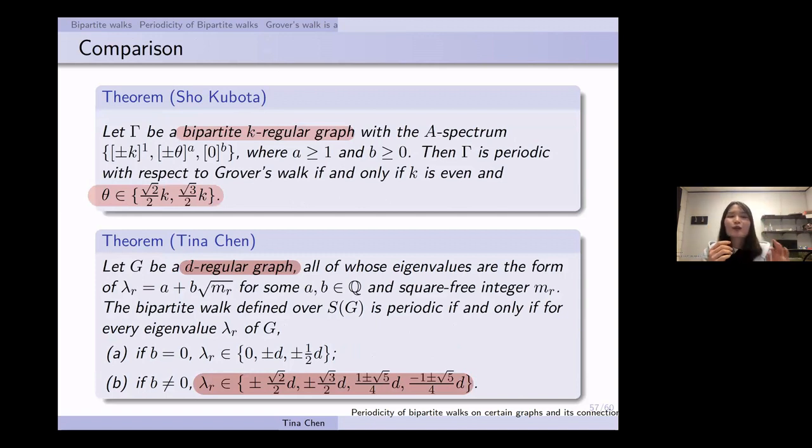Okay, so I said before that this result actually extends the result of Kubota. In Kubota's paper, he focused on the graph being a bipartite k-regular graph. But in our case, we only require this graph to be regular. It doesn't have to be bipartite. And in his paper, he focused on graphs with at most 5 eigenvalues, so each eigenvalue is an algebraic integer with degree at most 2. So you can see here, the result we get on the Grover's walk by applying the periodicity condition of the bipartite walk actually extends the result of Kubota.